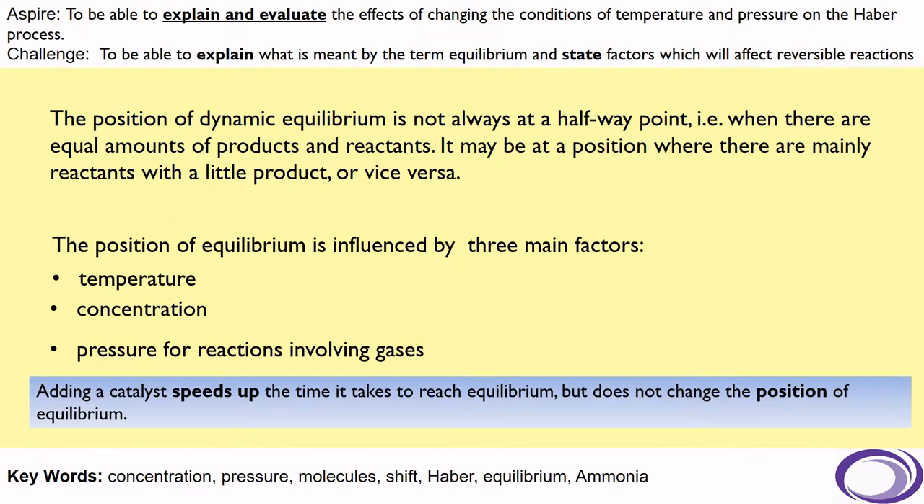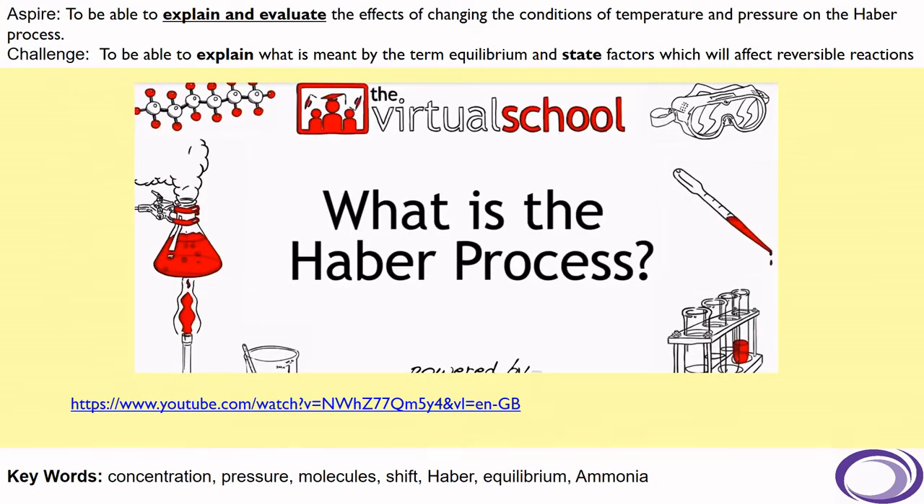You can add a catalyst to a reversible reaction, and it will speed up the time it takes for it to reach equilibrium, but it will not change the position of the equilibrium because it will actually speed up the forward and the reverse reaction. So I'm going to insert a little video that goes through some really key facts on the Haber process. After that video, I'm going to ask you a few questions.